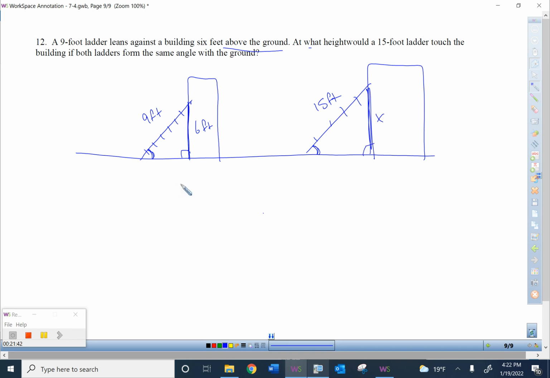And we're just going to solve it the same way. 9 goes with 15. 6 goes with x. So we've got 9 times x. 15 times 6 is 90. Divide your 9 over. And our final answer is x equals 10. Paying attention to our labels. Again, this one, they're all feet, so no worries.